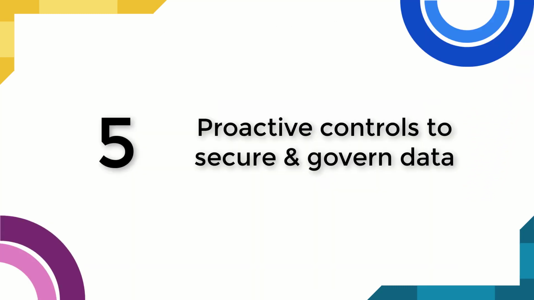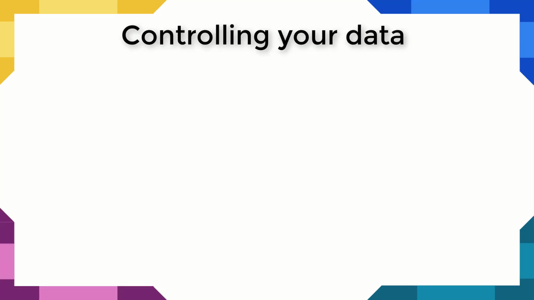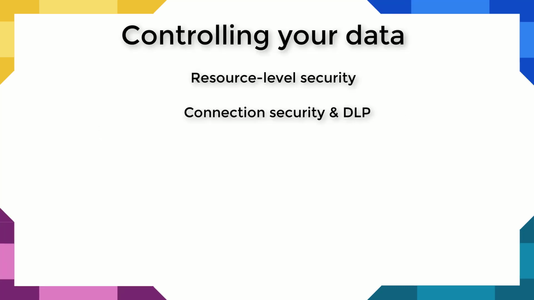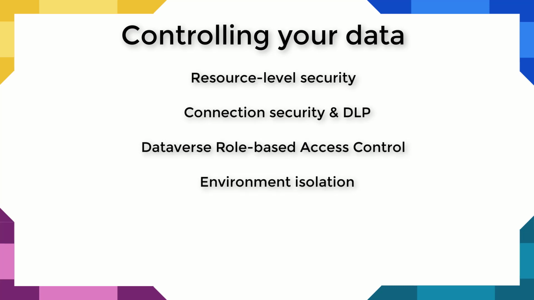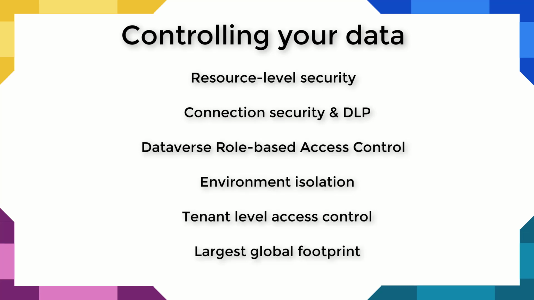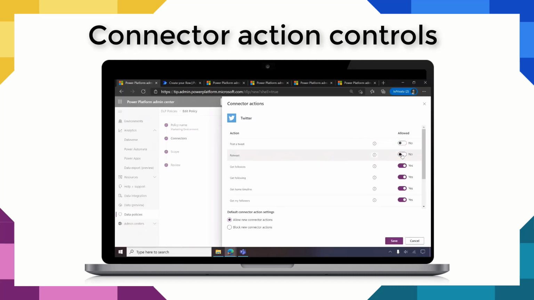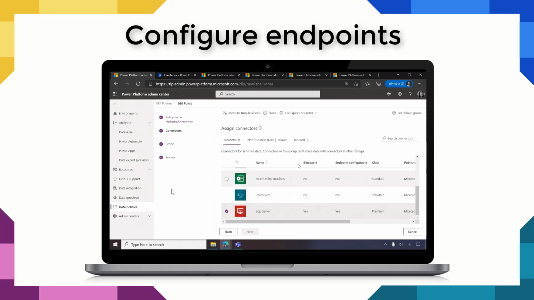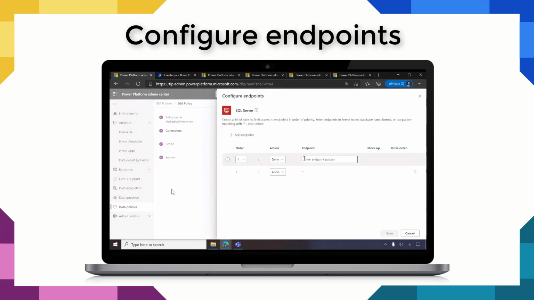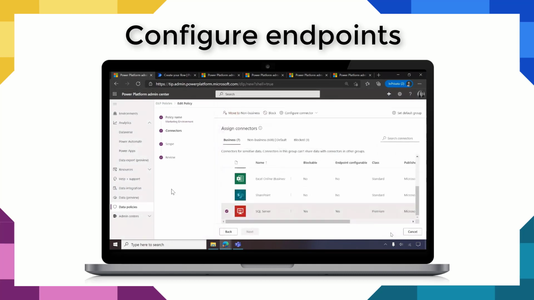Number 5. Proactive controls to secure and govern your data. As low-code continues to grow in enterprises, security architects want the ability to ensure that their data is safe. Microsoft has now released many targeted security and governance capabilities. New ones being tenant isolation to block external tenants from establishing connections to your own, fine-grained data loss prevention policies for connector actions and endpoints. This now means you can re-evaluate the 400 plus connectors and define which actions can actually be used with your apps and automation, and as well as specifically defining which domains can be used for endpoints such as SQL.